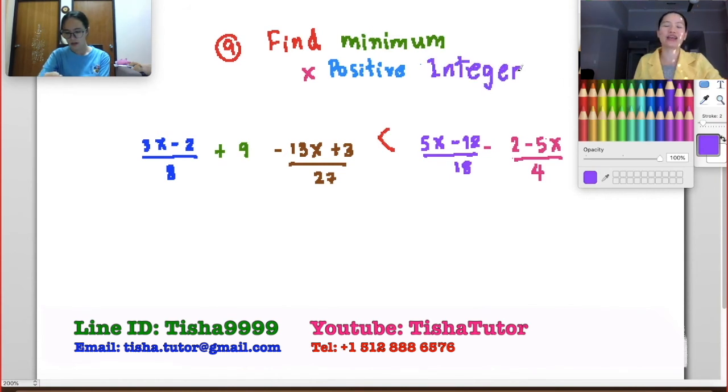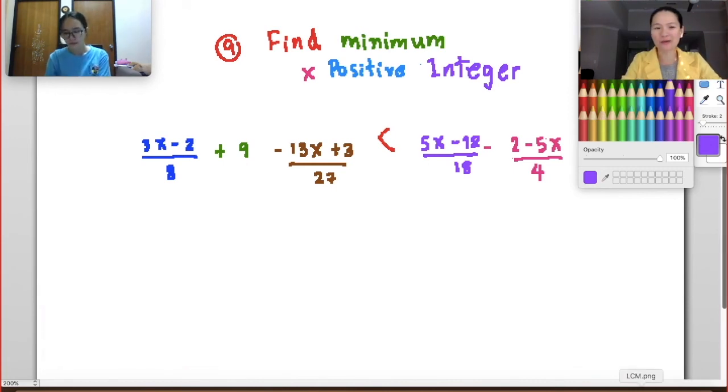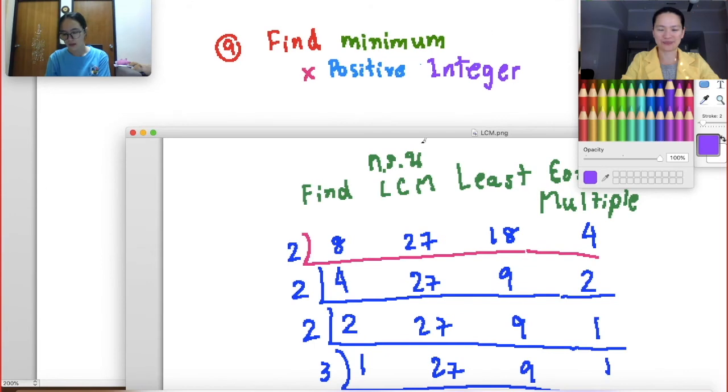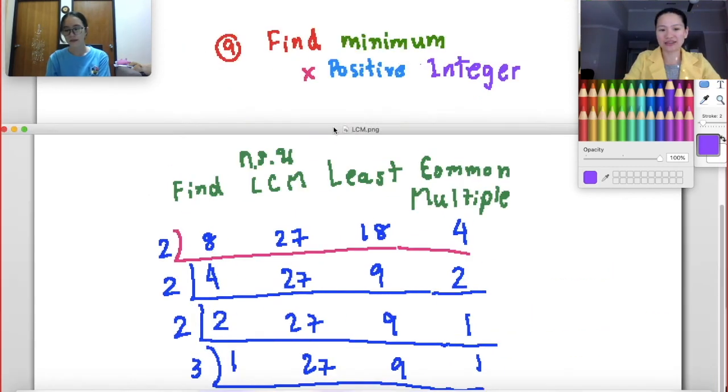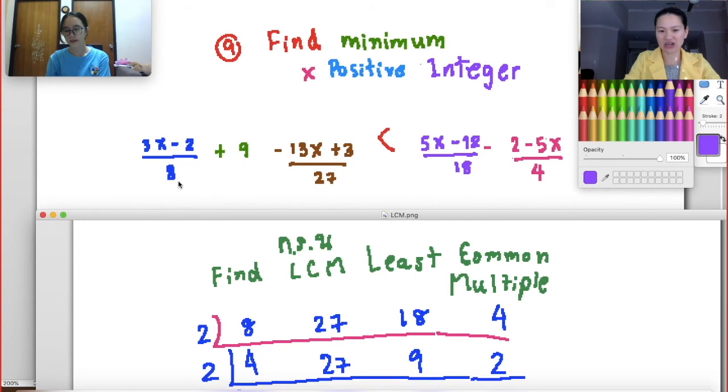Integer. Okay, let's go. First, Jasmine, you can see that they have different denominators, 8, 1, 27, 18, 4. So we're going to find LCM, least common multiple, or in Thai language, colonel. Okay, let's see this one. Jasmine, can you see it? Yeah, we have the numbers from the denominators. We have 8 here, 27, I put 18 here, 4 here.